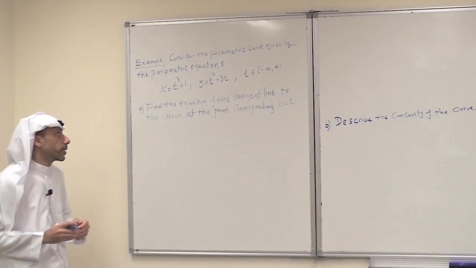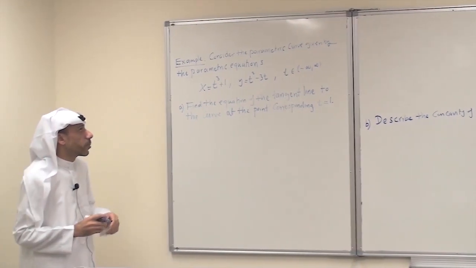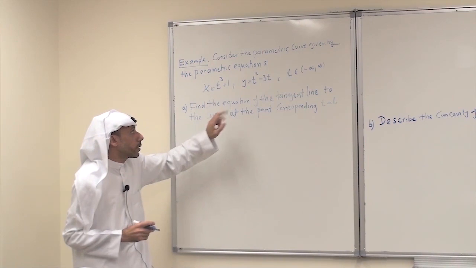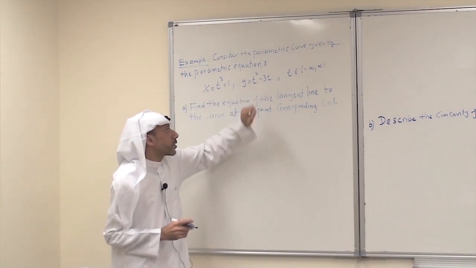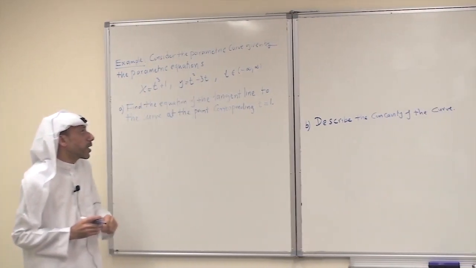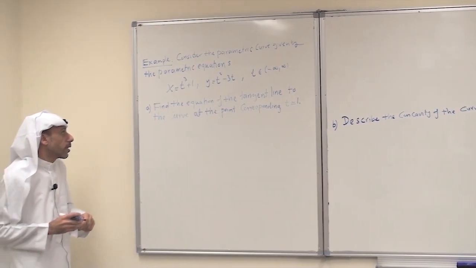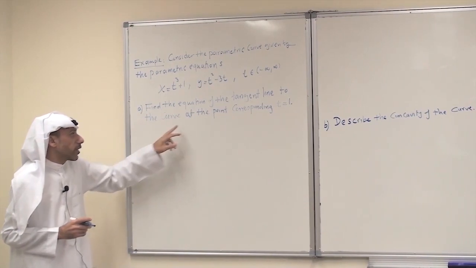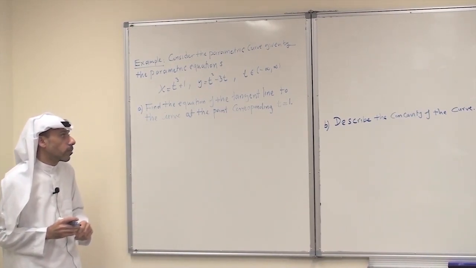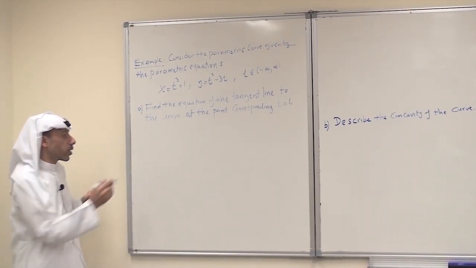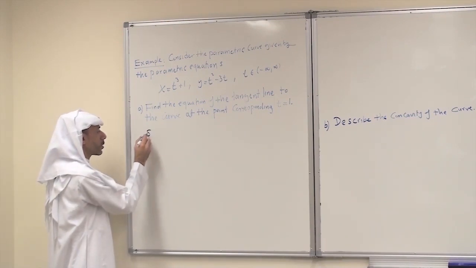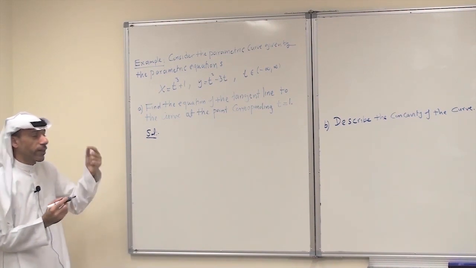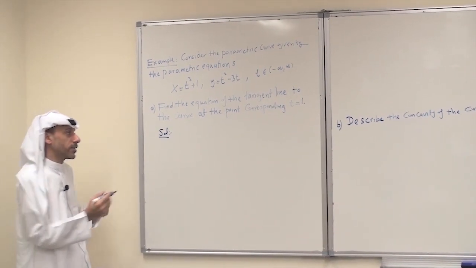Now we consider one example. Consider the parametric curve given by the parametric equations x equals t cubed plus 1, y equals t squared minus 3t, t between minus infinity and infinity. The first part: find the equation of the tangent line to the curve at the point corresponding to t equals 1. We need to find the equation of the tangent line, so the solution, as in Math 101: to find the equation of a line, you need a point and a slope.